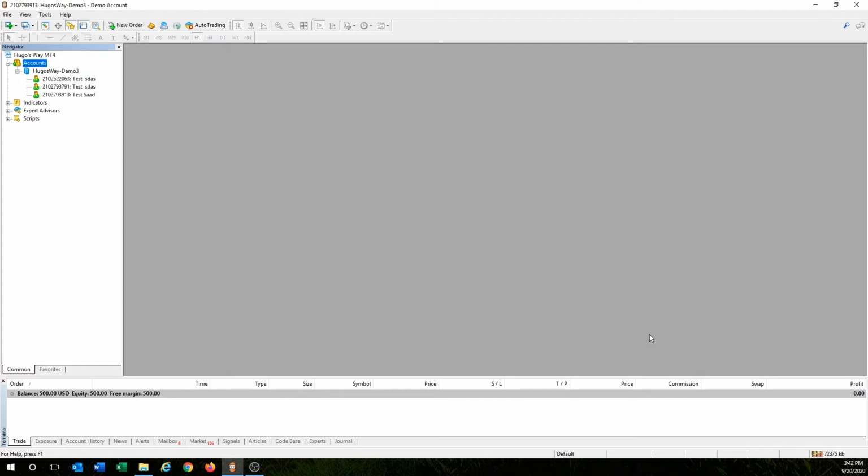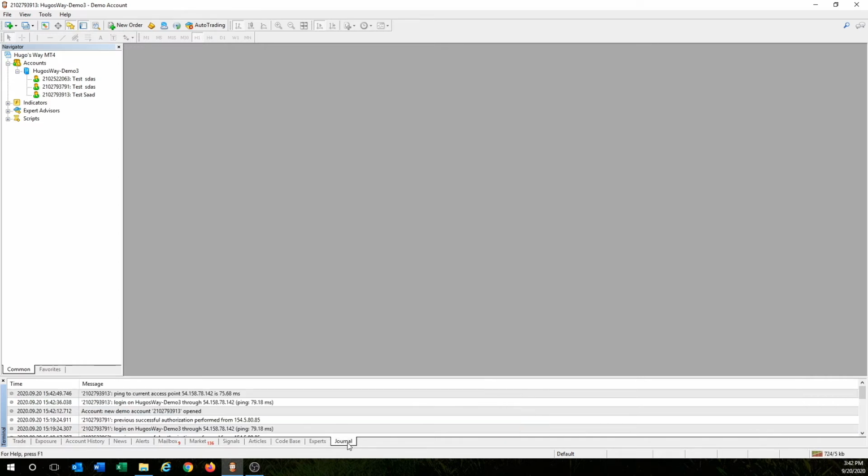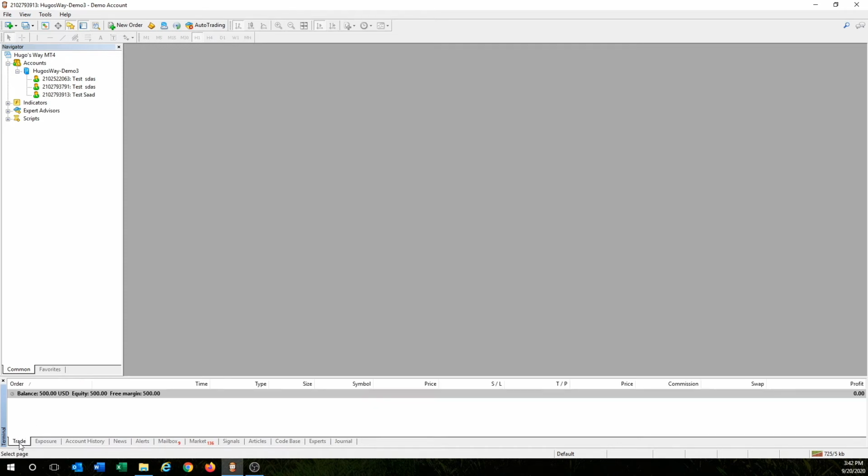Hear that sound? That sound means you're logged in. Incoming mail, this is telling you that you've logged in. See down here on the right, you can see that, yes, we have a connection. You can go to Journal. It shows here we logged in, so everything's good. Trading account. When you click on Trade, you can see now we have a new fresh balance of 500. So that's how easy it was to create a demo account.